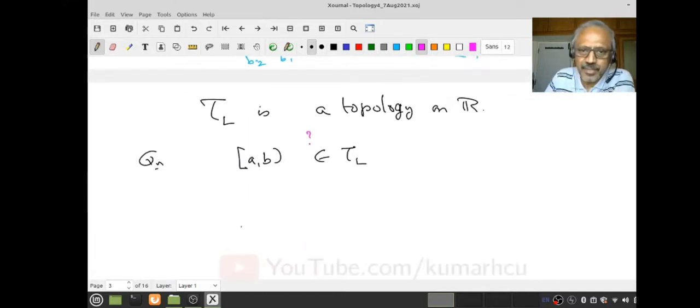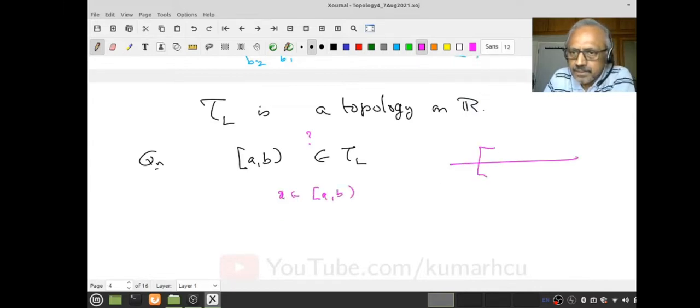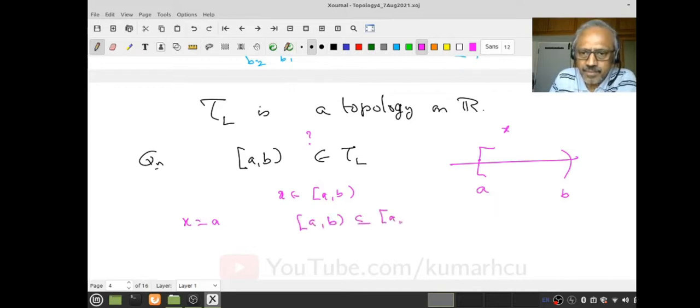That's very obvious. Why? Start with any x in [a, b). This is my a, this is my b, and start with any x. So x may even be this, if x equals a. What do you think I will take? I will take [a, b) itself. This is contained in [a, b). This is my U. I want to know this is open.